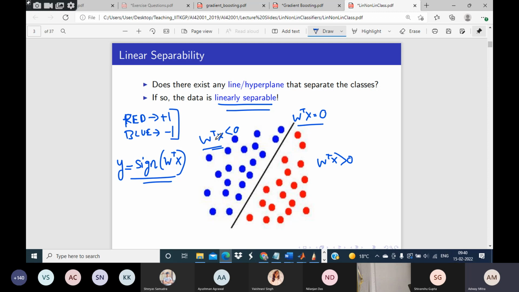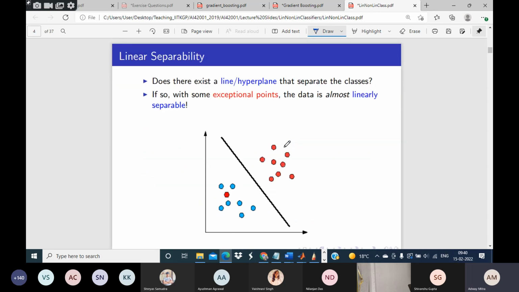So if we have this kind of a data set, then we call it a linearly separable data set. It means there exists some linear structure with which I can divide the points belonging to the two classes and put them on two different sides. Now, not all data sets are like that; not all are linearly separable.